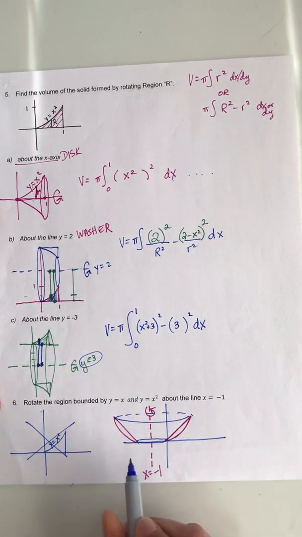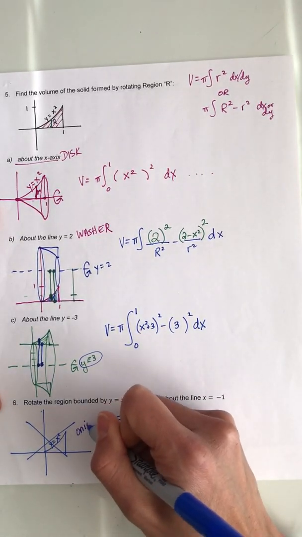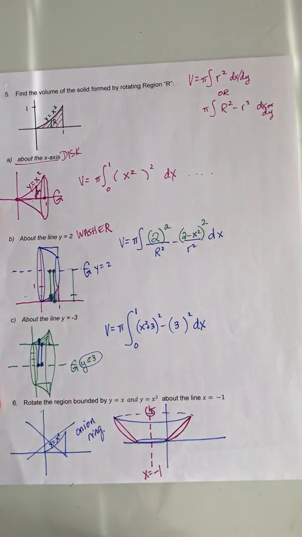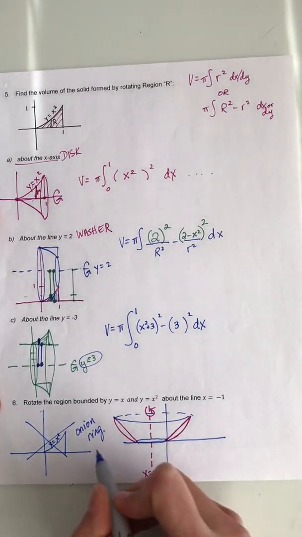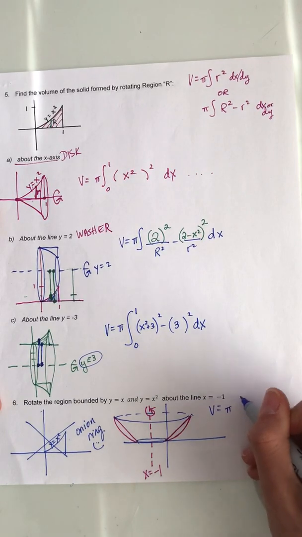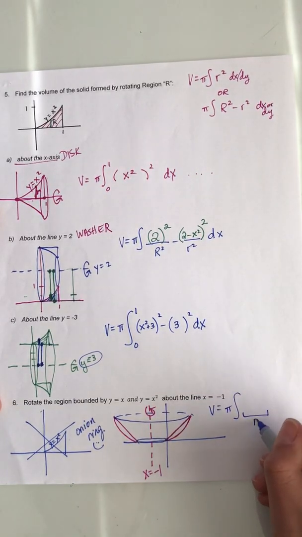Oh my gosh, you know what this looks like? It looks like an onion ring. That's literally what this shape is, you guys. An onion ring. We're going to find the volume of this onion ring. Yummy. Okay, now volume is going to be pi. It's going to be outer radius squared minus inner radius squared.